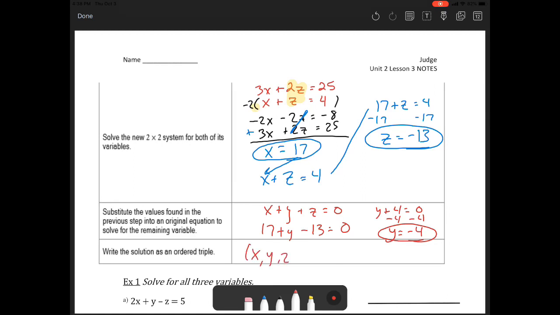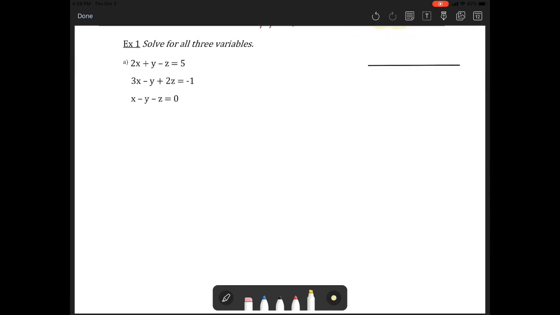And now I can do an ordered triple. So my ordered triple is going to be x, y, z. You always put it in alphabetical order. So then I'm going to end up with 17, -4, -13 as my answer. So that seems like a lot of work, and I totally understand. But we got to go through each different step to make sure we get through all of it. So here's going to be our first example.